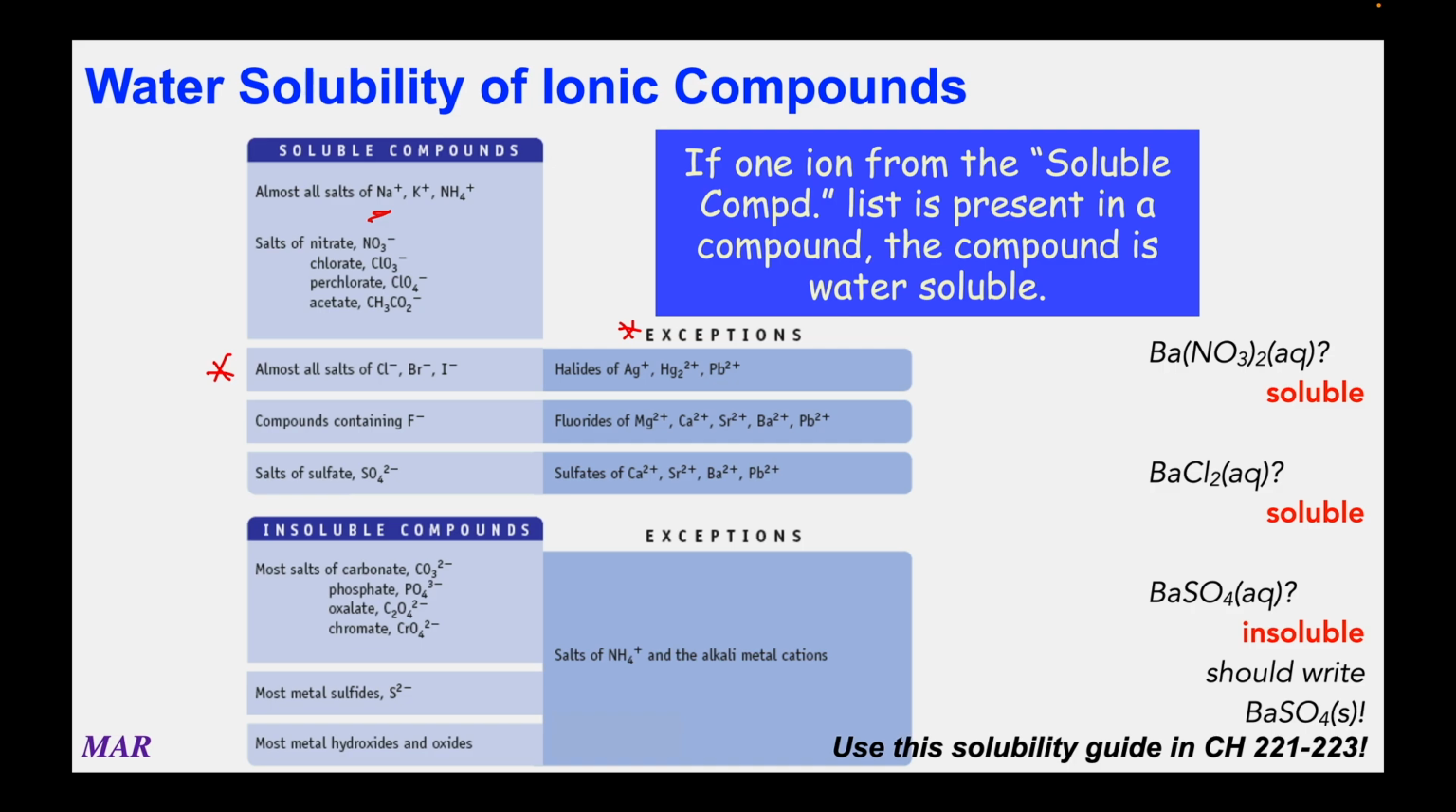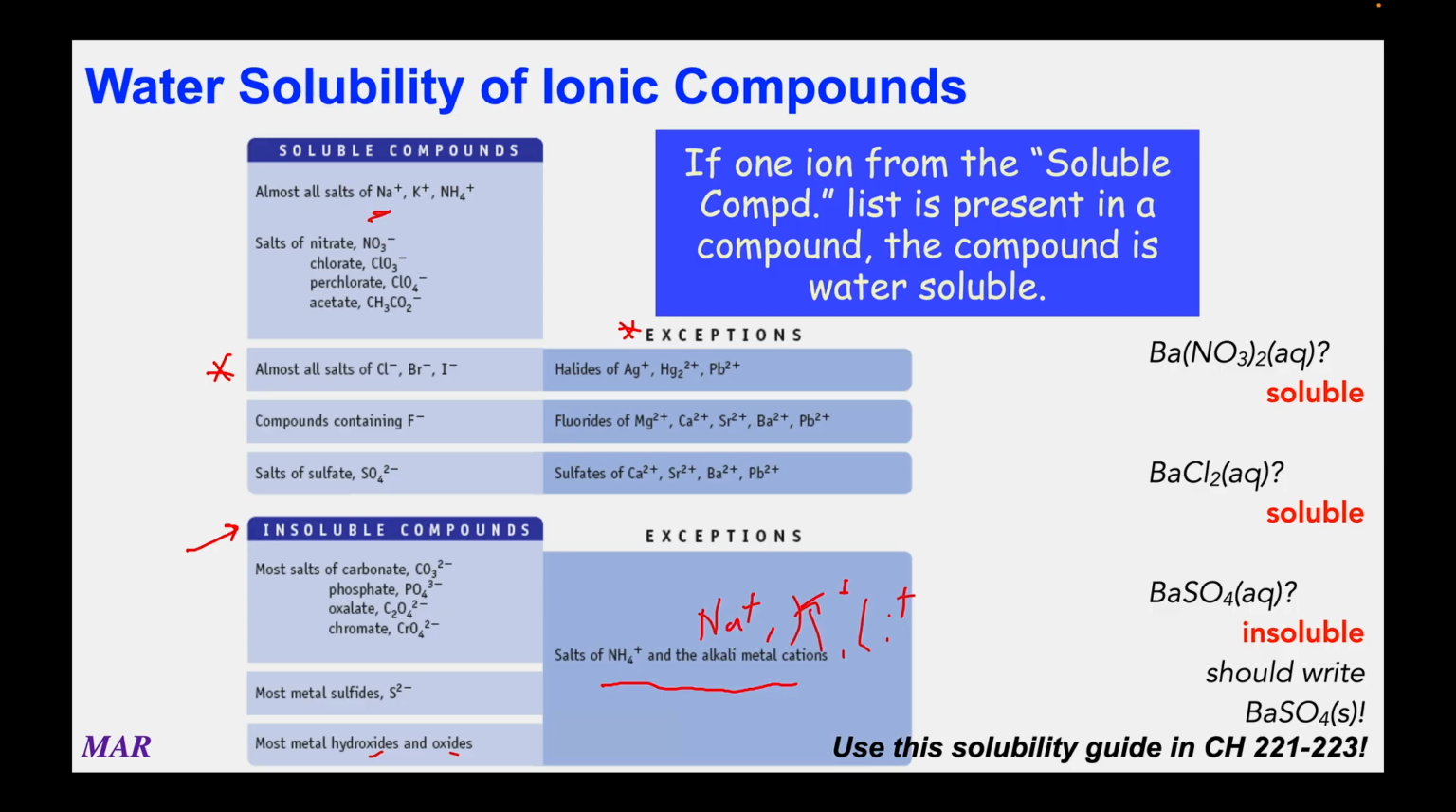Now on the bottom, we have compounds which are mostly insoluble with a few exceptions. So carbonate, phosphate, oxalate, chromate, sulfides, hydroxides, oxides, all those things are always insoluble unless they're with ammonium and the alkali metals. Alkali metals are sodium, potassium, lithium, cesium, francium. You don't see those very often, but those would be included. So anything with ammonium, sodium, potassium, etc. is going to be aq, but almost all the rest of them are not soluble, and you'd write an S to it.